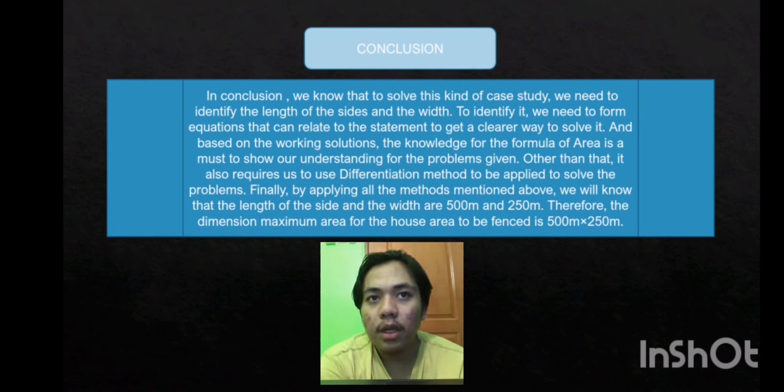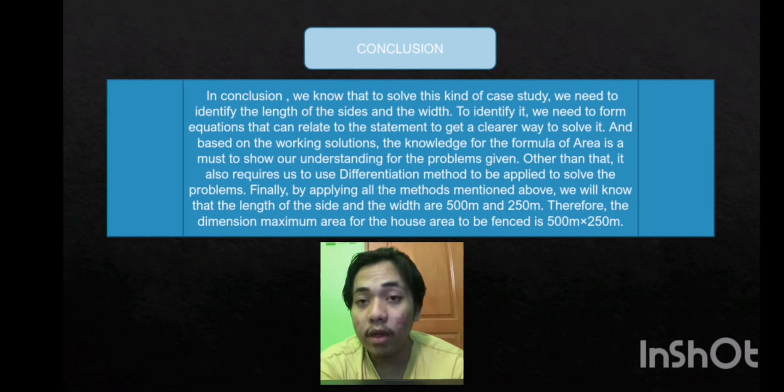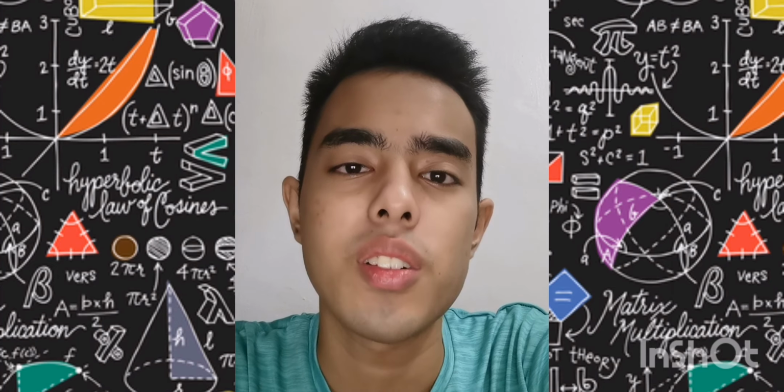And finally, by applying all the methods mentioned above, we will know that the length and the width are 500 meters and 250 meters. Therefore, the dimension of the maximum area for the house area to be fenced is 500 meters times 250 meters. That's all from Group 11.